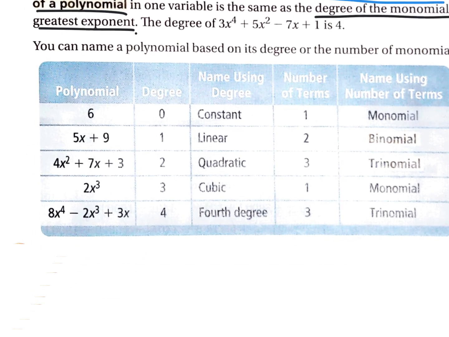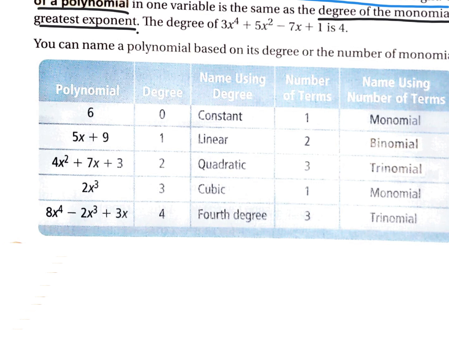So here are some examples of different things. First, 6. To me that's really just a monomial, but whatever. That's degree 0. We could call that a constant. It has one term, so it's a monomial. 5x plus 9: since we have the x here, that's like 5x to the first power, so that's degree 1. We could call that linear, and it's got 2 terms, so it's a binomial.